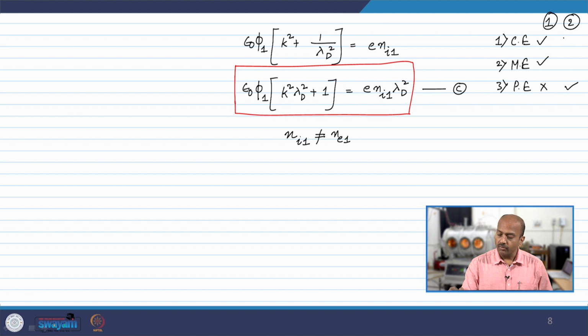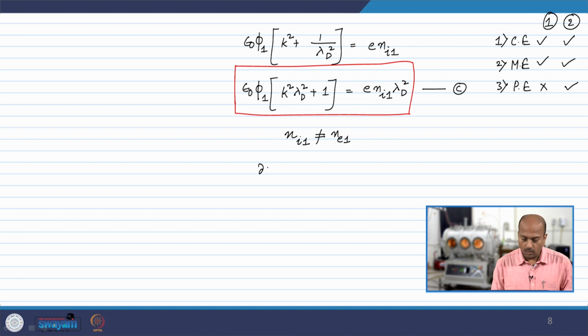And will the continuity equation change because of the invalidity of the plasma approximation? Of course not. It can be taken as it is, and the momentum equation has to be examined for how it will be modified in the presence of an electric field, which is created just by not accepting the plasma approximation. So we can use the continuity equation as it is: dou n by dou t plus n naught del dot u i1 is equal to 0 for the ion fluid, right.